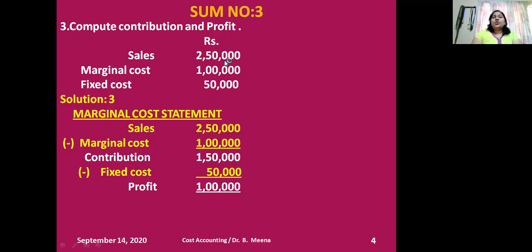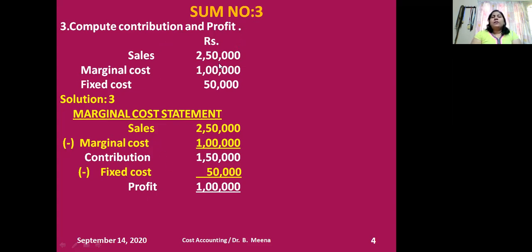Then what is the sales? 2,50,000. What is the marginal cost? Otherwise called variable cost, and fixed cost is given. It's better to follow the marginal cost statement for knowing the contribution and profit as per this question. What is the marginal cost statement saying? Sales, if I deduct the variable cost from my sales, then I will get contribution. If I deduct the fixed cost from my contribution, I'll come to know whether there is a profit or loss. So we can make use of this marginal cost statement to find the contribution and profit.